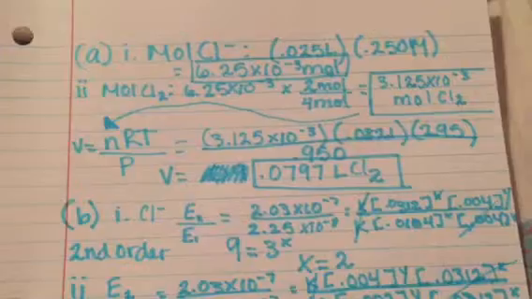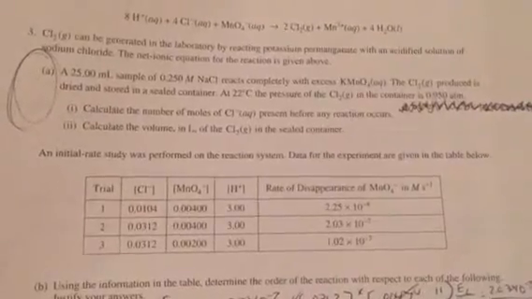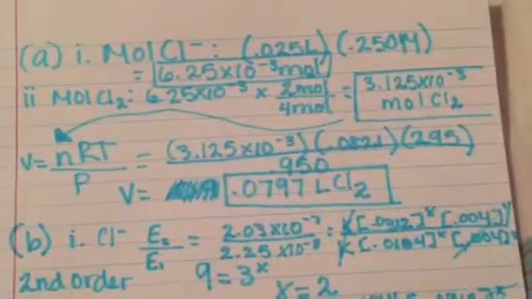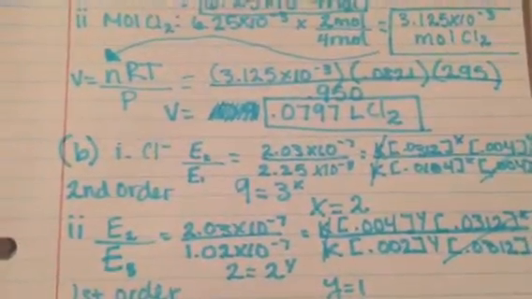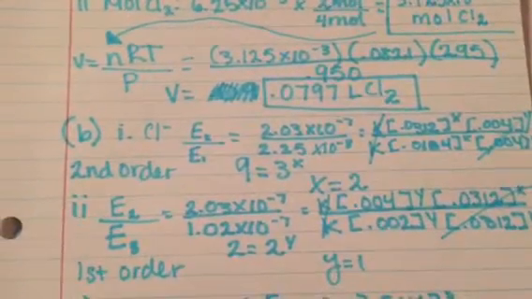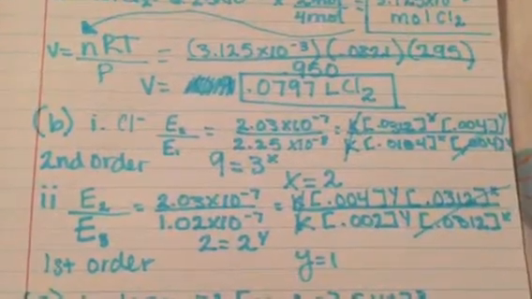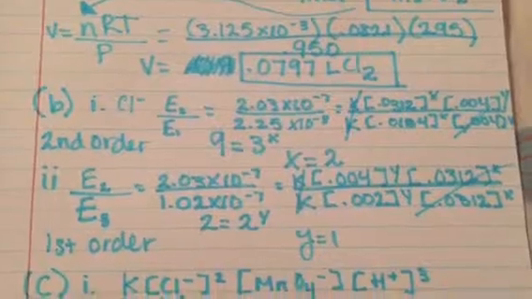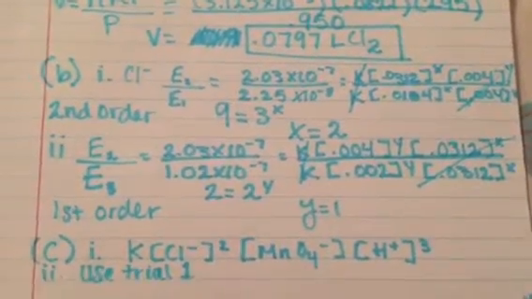In part B, we're given this table right here, and then using the information in the table, we had to determine the order of the reaction with respect to two different things. So the first one was in respect to Cl-. So I compared experiment 2 and experiment 1, and after plugging in all the values I got the exponent to be 2, so in respect to that it's second order.